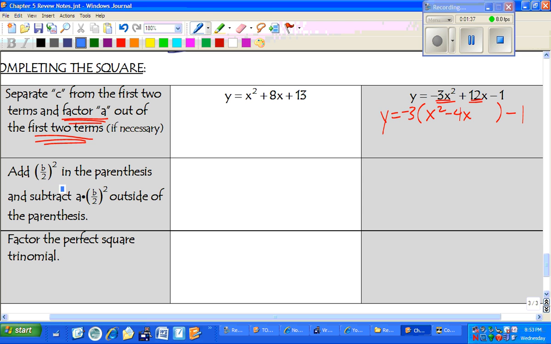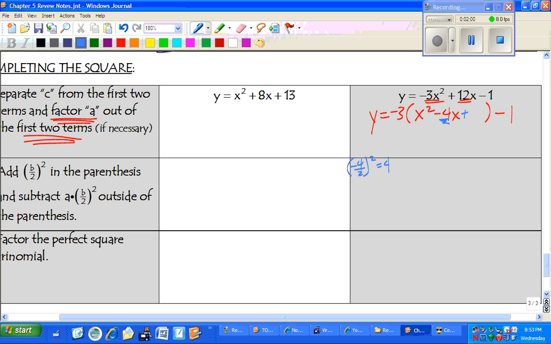So that's step 2, completing the square. We have to take b over 2 squared. Now, the b we're using is the new one that's in the parentheses. So negative 4 over 2 squared. Negative 4 divided by 2 is negative 2. Negative 2 squared, positive 4. So we're going to add 4 on the inside of the parentheses.